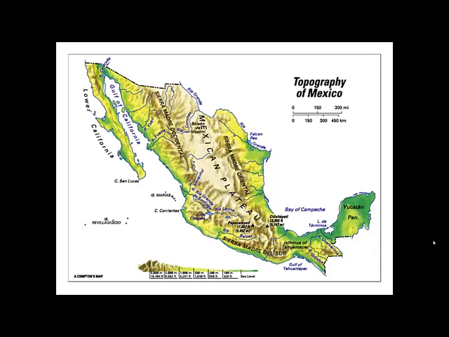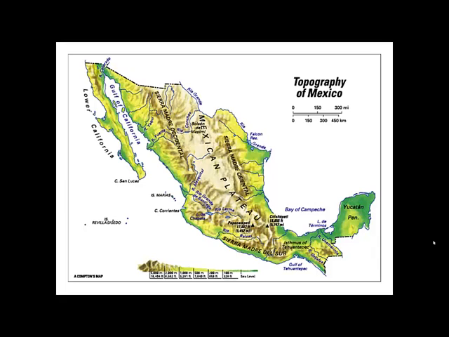Topographically, this is an elevation map. This is the Pacific here, the Gulf of California. So we've got a coastal plain on either side. This is the Atlantic coast over here. So we've got a coastal plain along the Atlantic, and a narrow coastal plain along the Pacific. And then we've got a high plateau across most of Mexico itself.